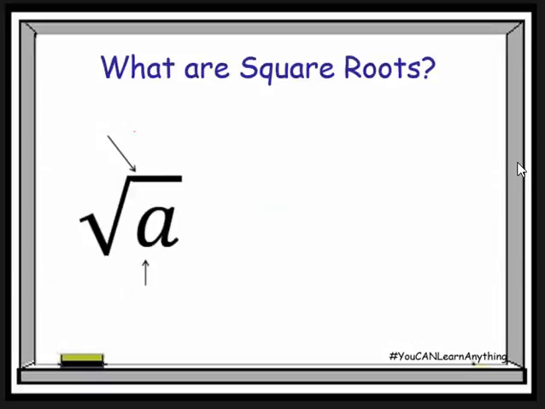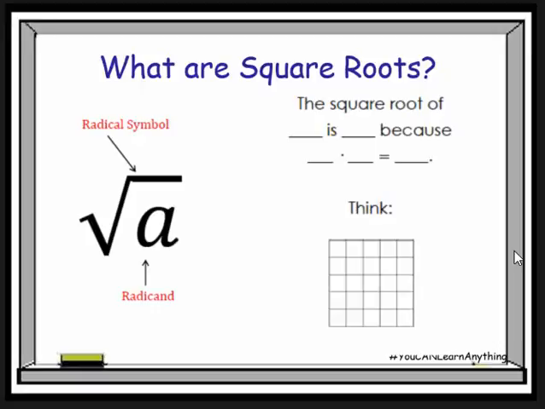Alright, what are square roots? Well, square root is an operator that we apply to a number, and it can give us a rational or irrational answer. The symbol itself is called the radical symbol. The letter on the inside of the radical symbol is called the radicand. We show it as an A here, but this could be any number. The radicand is the number inside. And we're under flap 1 of your foldable.